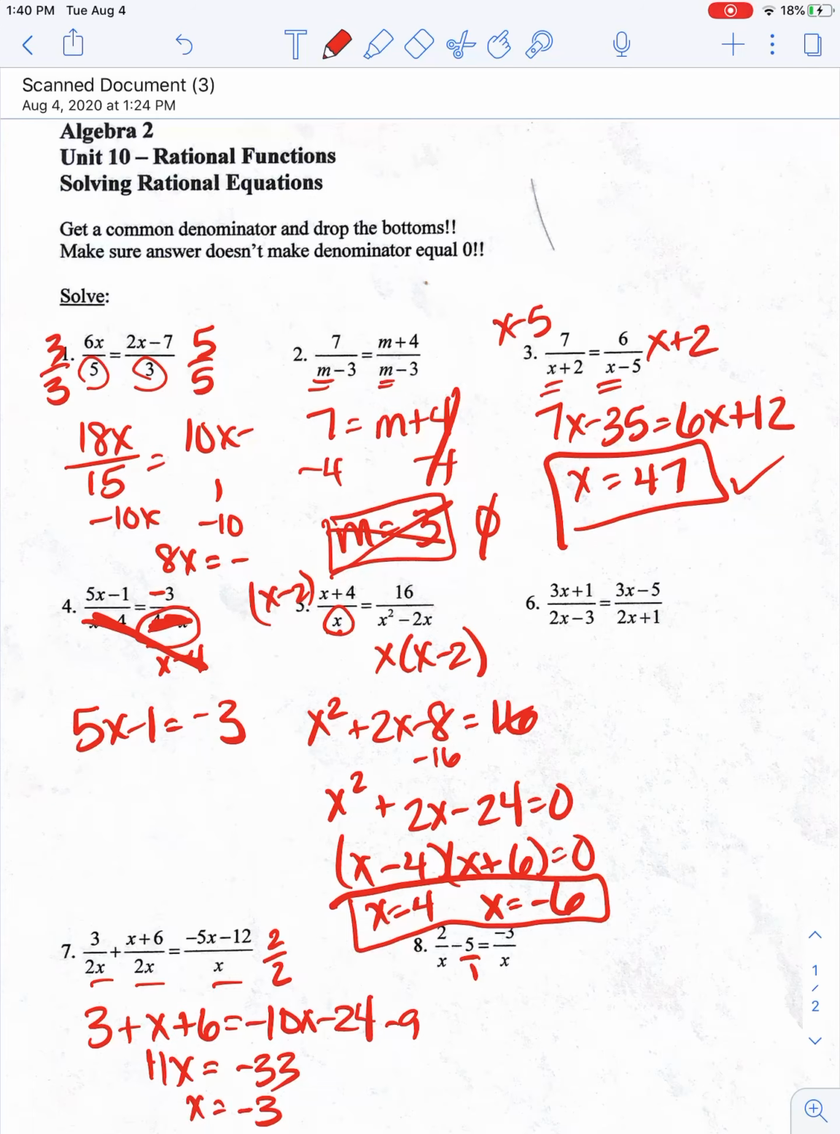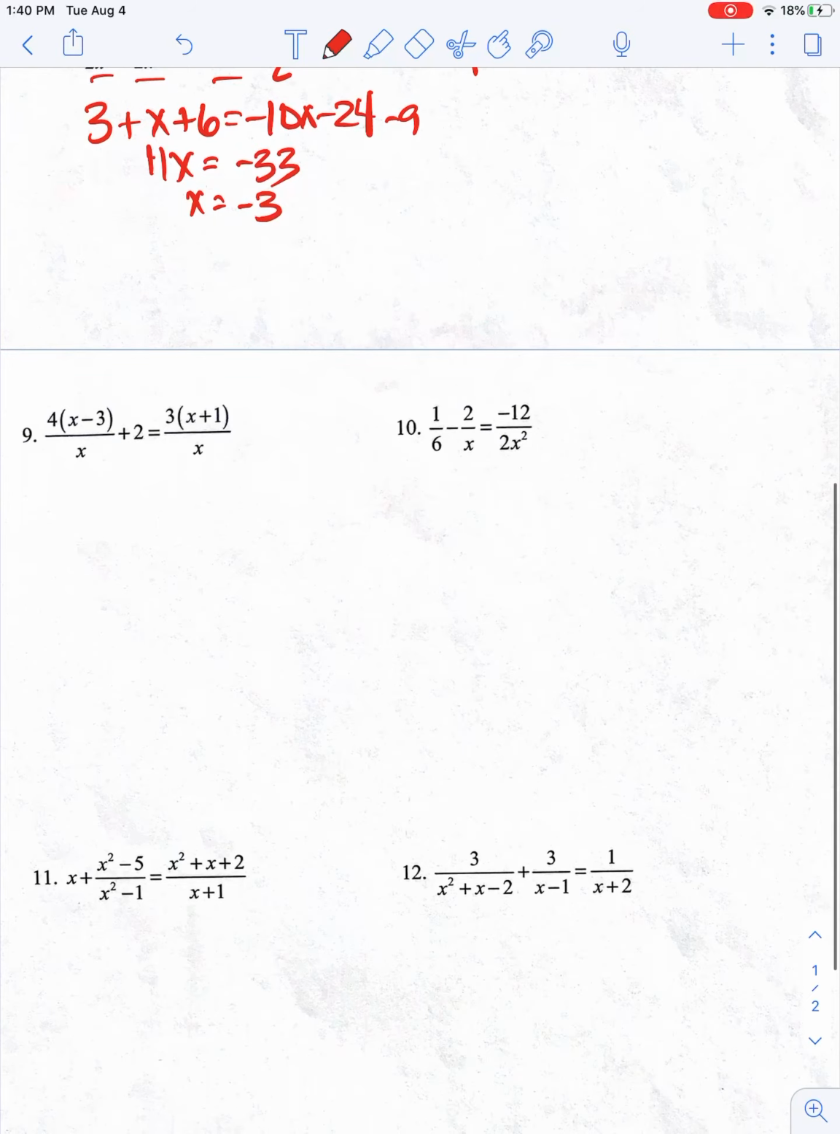This one I would put him over 1, multiply him by x. I mean, he's pretty straightforward. Let's see. That one's pretty straightforward. 10, let's look at 10.